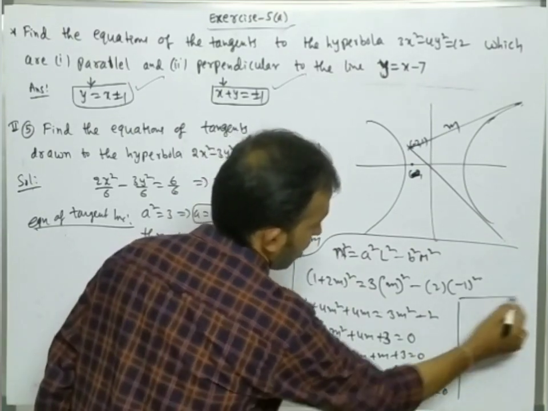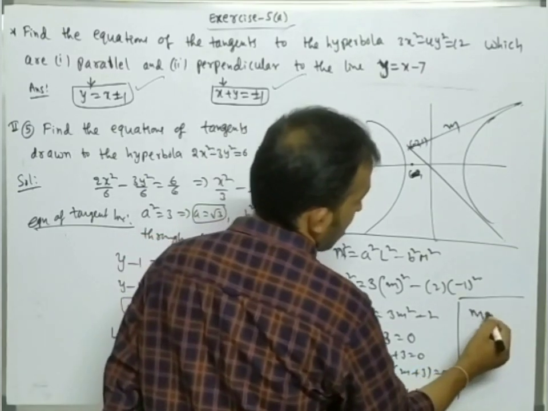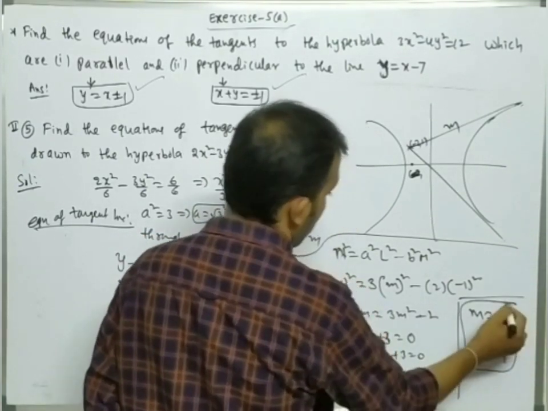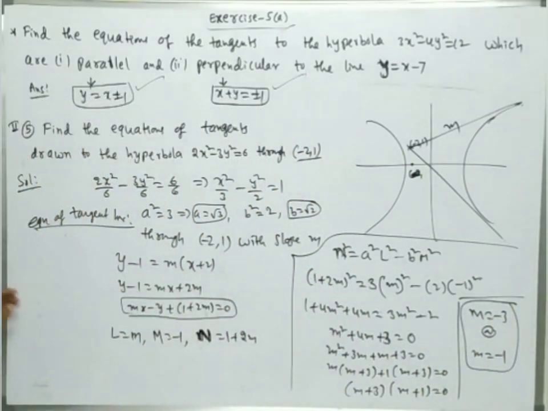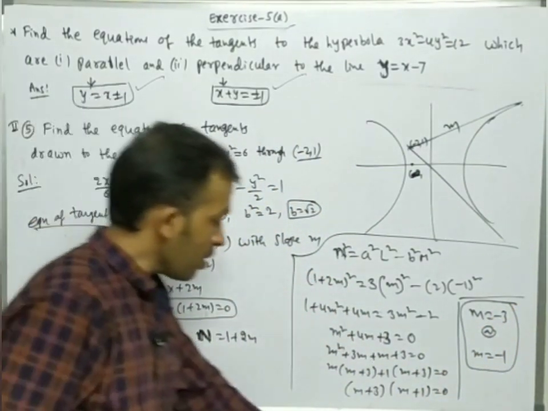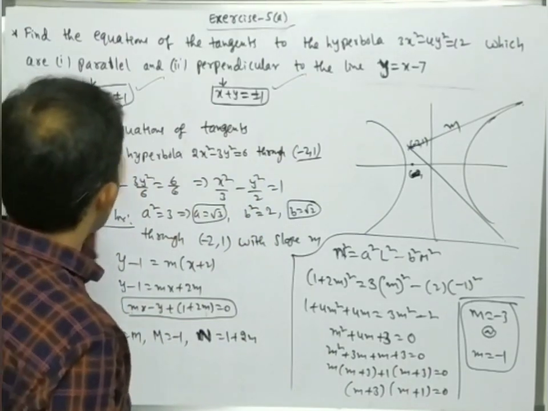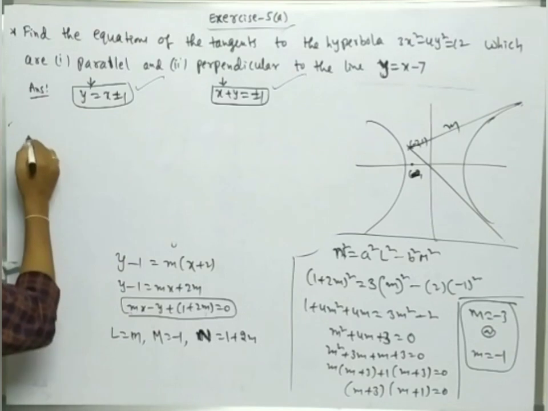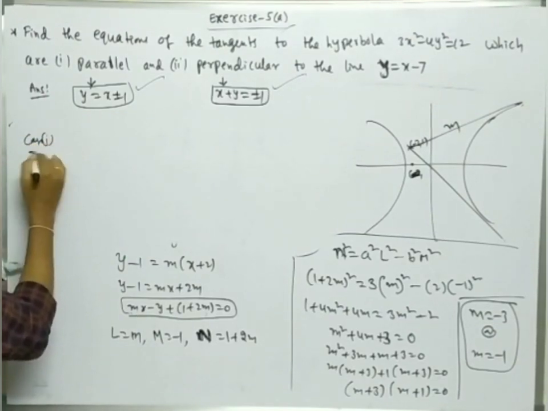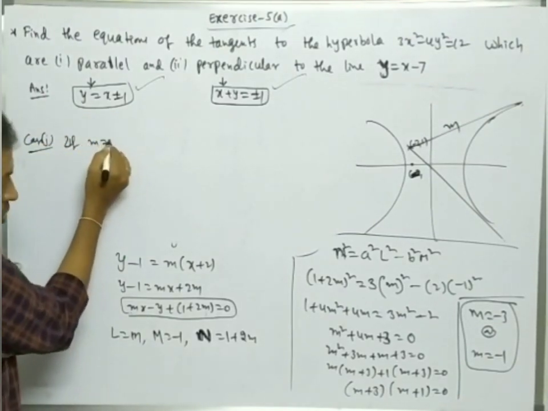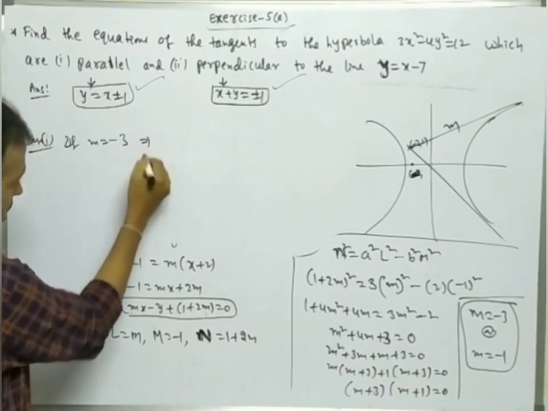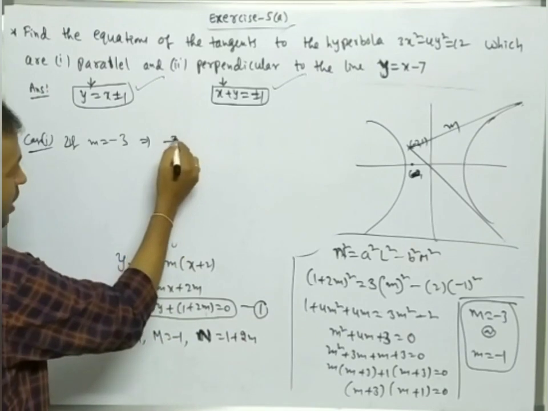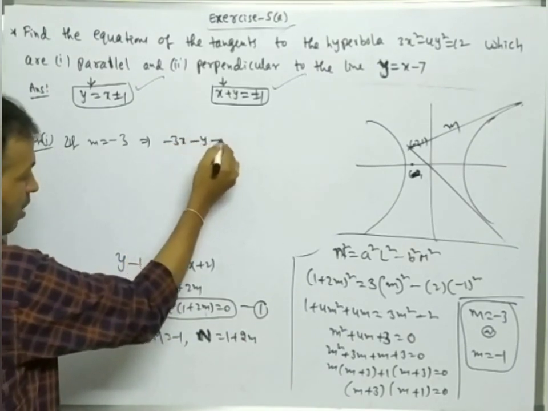Okay, so from this we will get m plus 3 is equal to 0, which means m is equal to minus 3, or m is equal to minus 1. So substitute these values here. We will get, so in case 1, m is equal to minus 3, then this one we substitute in the tangent equation.